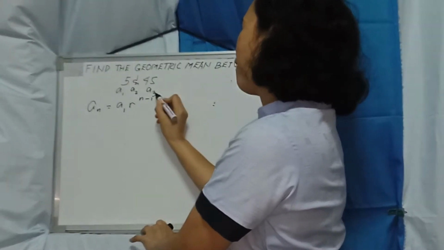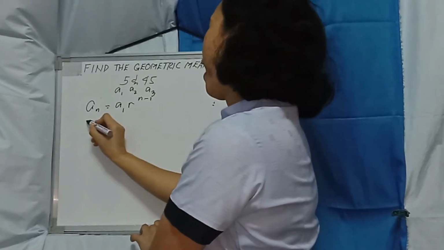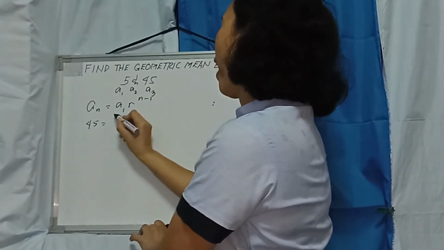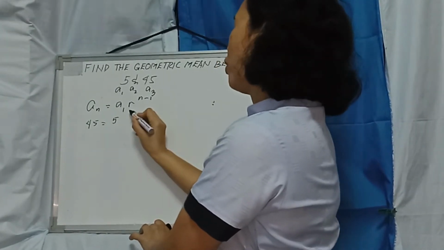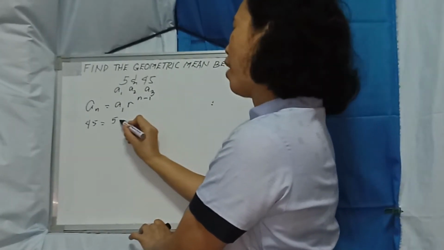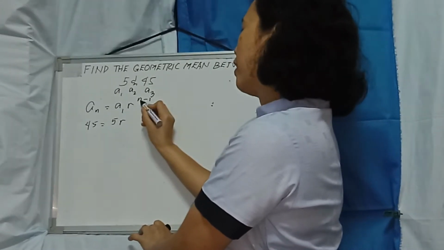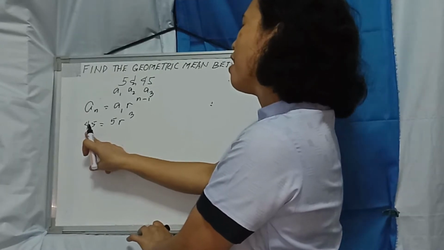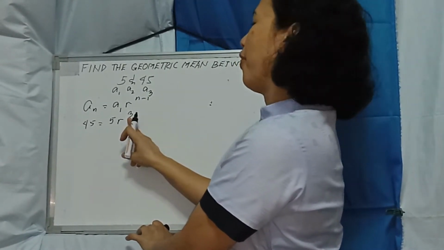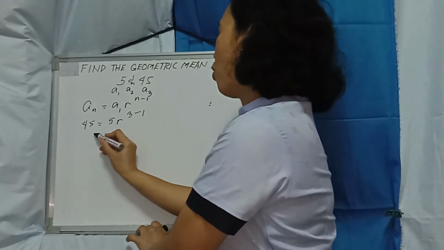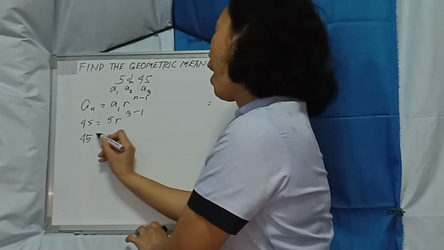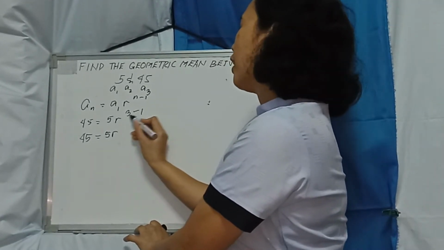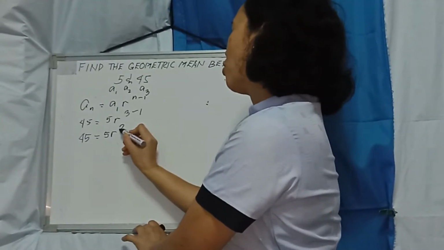Since we have a sub 3 here, we have 45 here, and then a sub 1 is 5. We write here 5. We don't have the value of r, that is why we write r here. And the value of n is 3. Since we are using a sub 3 here, that is why n here is 3 minus 1. So equivalent to 45 equals 5 times r, 3 minus 1 is equivalent to 2.